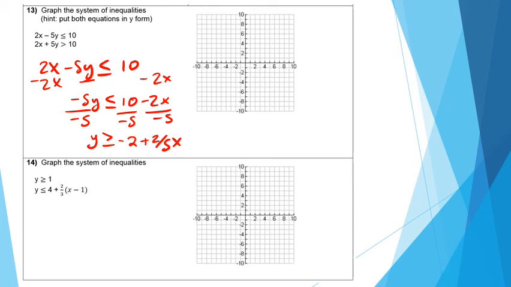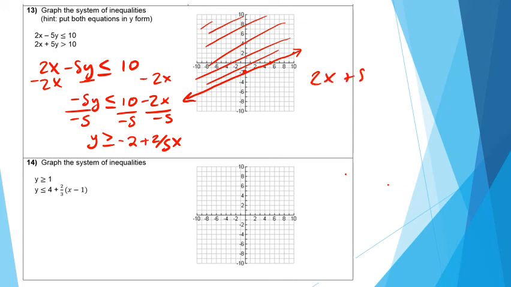I have -2 as my y-intercept. The slope is 2/5, so over 5, up 2 over 5, up 2 over 5. I'm going to go ahead and graph that line. My solution is greater than or equal to. So this should be a solid line, and I'm going to be shading up above it. And now I'm going to go ahead and find the other.